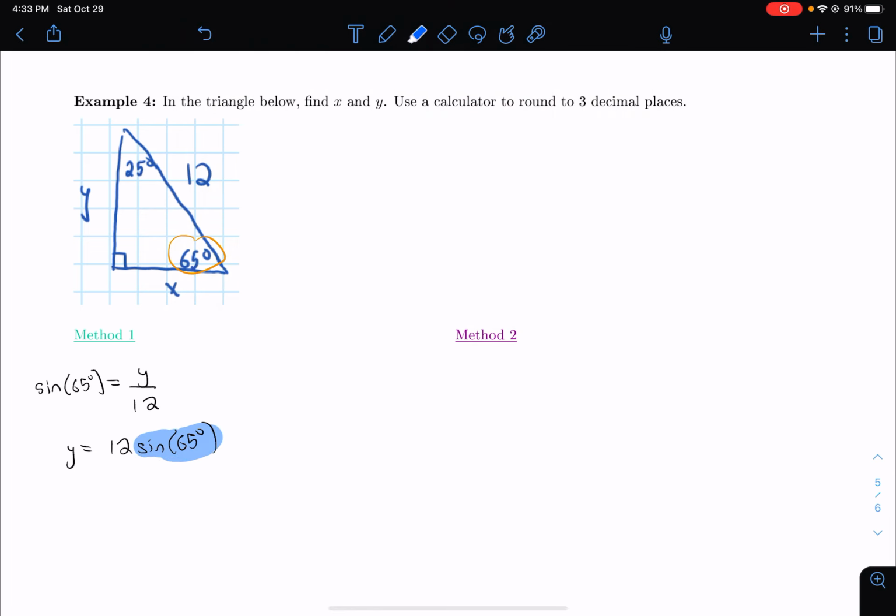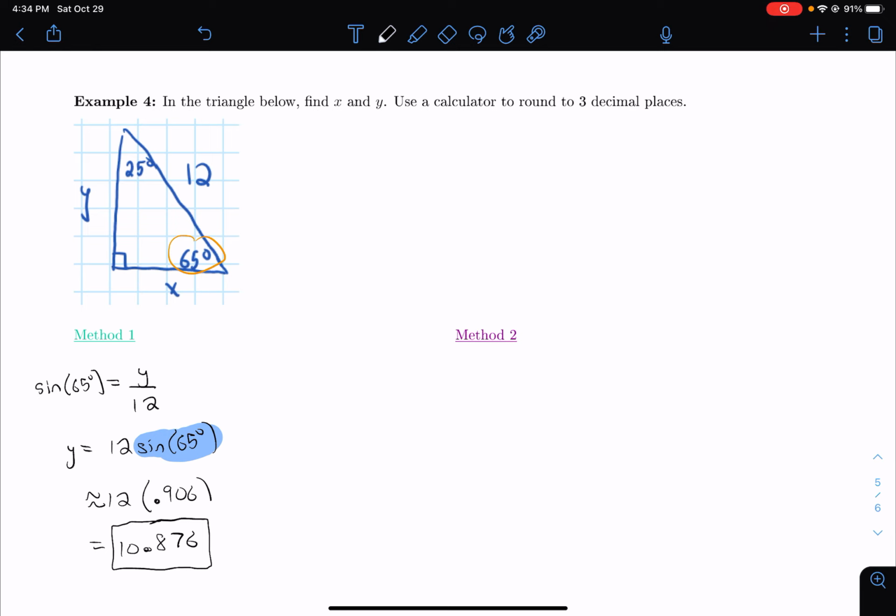This is where I'm going to use a calculator, because trig functions are so common that people have just measured trig functions at different angles. So our calculator can tell us what sine of 65 is. So 12 times sine of 65 is about 0.906, and actually I'm approximating here, so let me write an approximately equal to symbol. When I do that multiplication, this is about 10.876. Okay, so that's y.